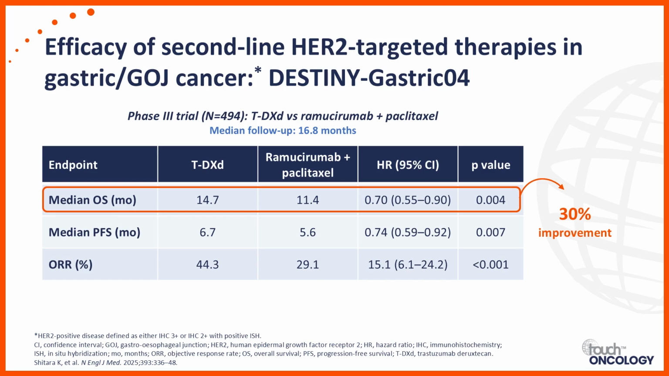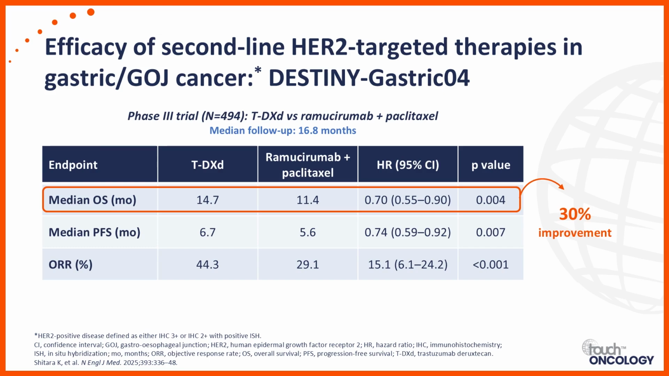So we have clearly shown that there was a survival advantage in the Destiny 04 study for trastuzumab deruxtecan compared to ramucirumab paclitaxel. Median survival is between 14 and 15 months. So that's important. That means that more than 50% of patients will be alive at 1 year. There was also a progression-free survival and response rate benefit in favor of trastuzumab deruxtecan in patients pretreated with trastuzumab-based therapy in the second-line setting.